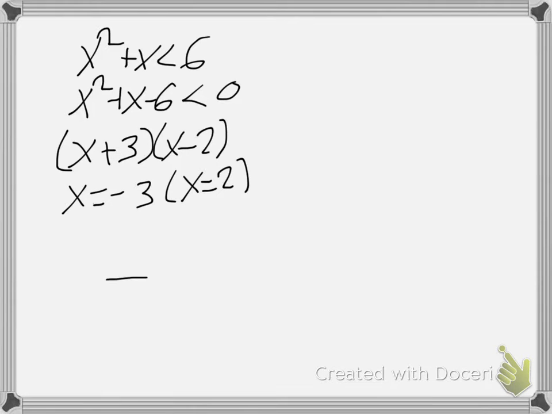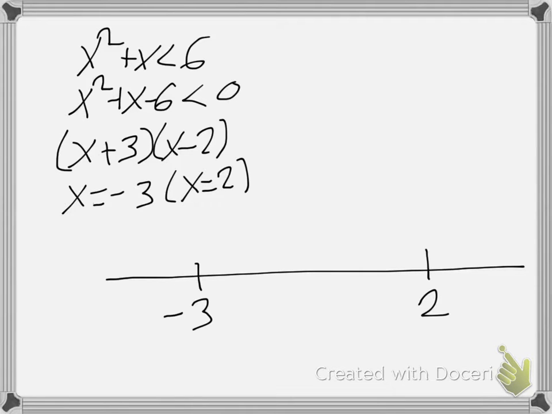All right, so on our number line, we've got negative 3 and 2. I have an inequality, so I'm definitely going to have open circles here. And now I just have to test it. Let's pick a number to the left of negative 3, like negative 4. Negative 4 plus 3 is negative, and a negative times a negative is a positive. I want less than 0, so this is a no.